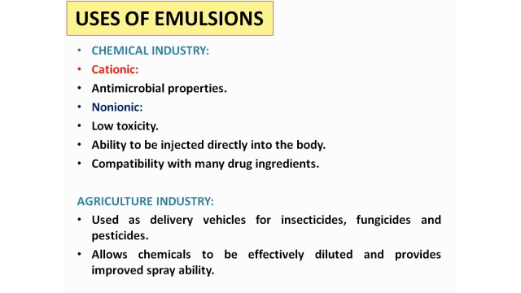So in the agriculture industry, it is used as a delivery vehicle for insecticides, fungicides, pesticides, right? Apart from that, it allows the chemical to be effectively diluted and provides improved sprayability. So for spraying the pesticide at the field, this emulsification technique is also used, right?